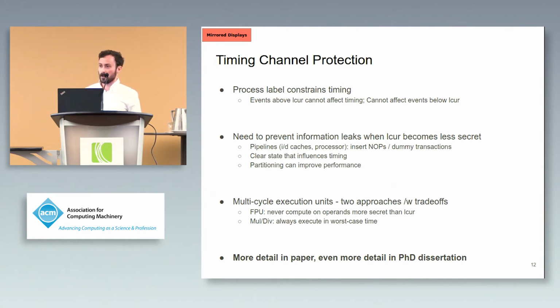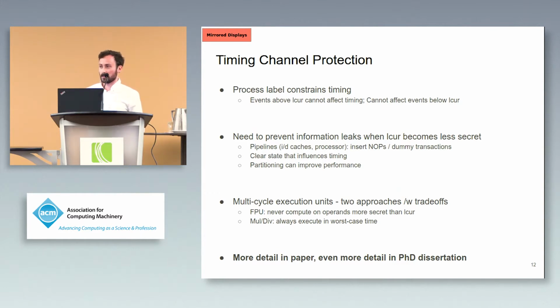When we move from a process label with a higher secrecy value to a lower one, the processor is becoming less secret. So we need to prevent previous state and in-flight transactions from violating timing channels. This is done by inserting no-ops and dummy transactions into pipelines such as instruction and data caches, as well as the pipeline cache before the switch to a lower PC value takes place.